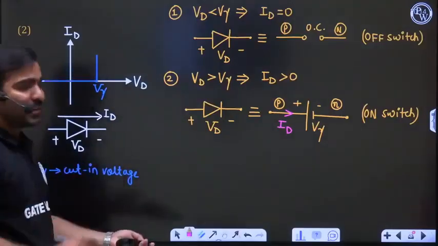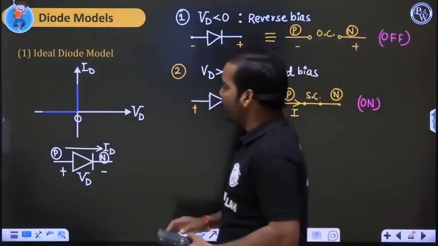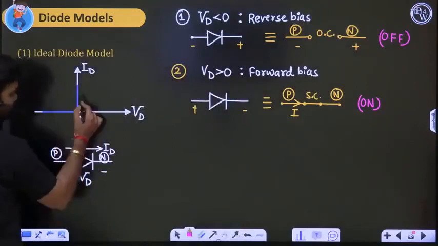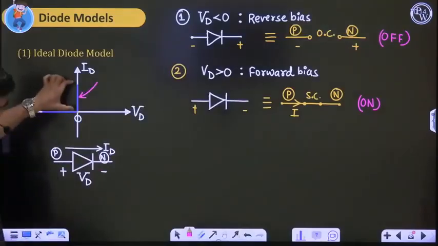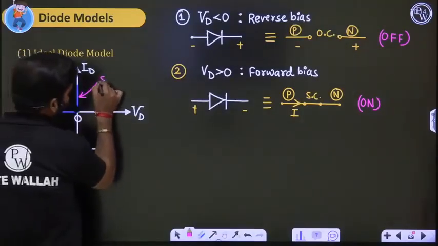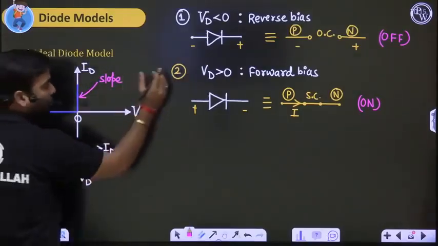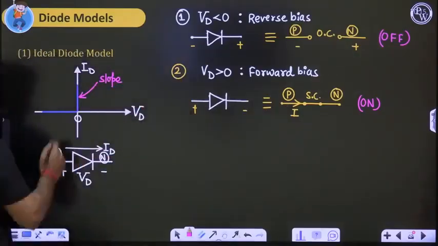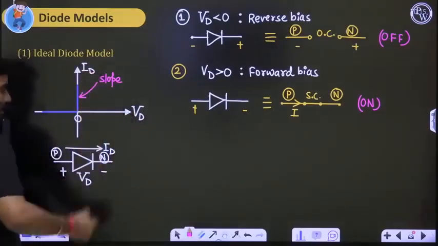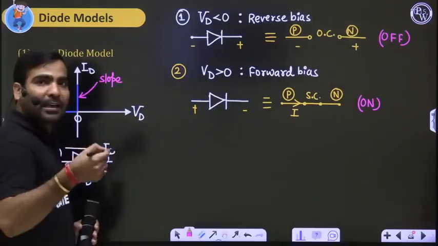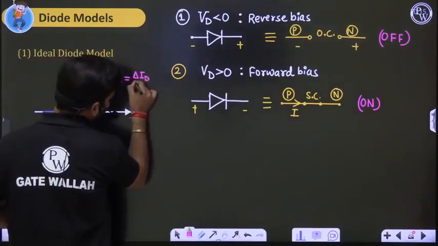Now let's go back to the ideal case so that we will have some more discussion. In this case, what is the slope of the characteristics? Now see, what is the slope over here? If I want to calculate the slope, in the second case when Vd is greater than 0, diode voltage just 0 or 0 plus, what is the slope? How to calculate slope? This is the y-axis, this is the x-axis. Slope is delta y upon delta x, meaning delta Id upon delta Vd.